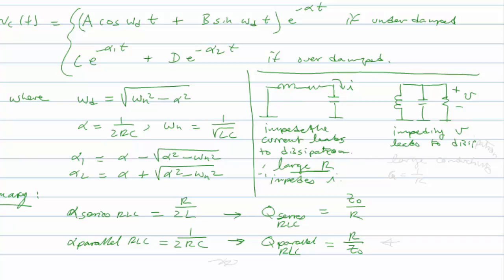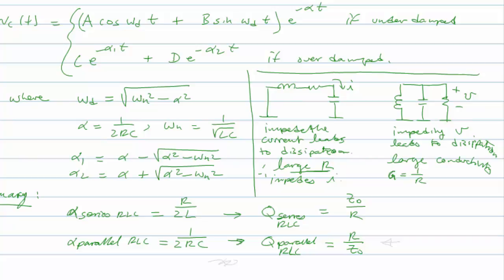In a parallel circuit, impeding voltage leads to dissipation. Okay, so how do we do that? If we put a large conductivity, it basically bleeds off or discharges that voltage that is stored in the capacitor. And so in that case, if we put a small resistance, large conductivity, in parallel with L and C, we will extinguish the oscillation.